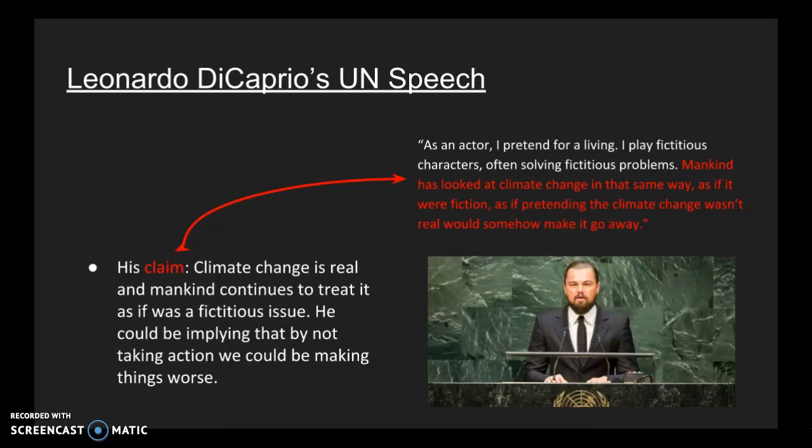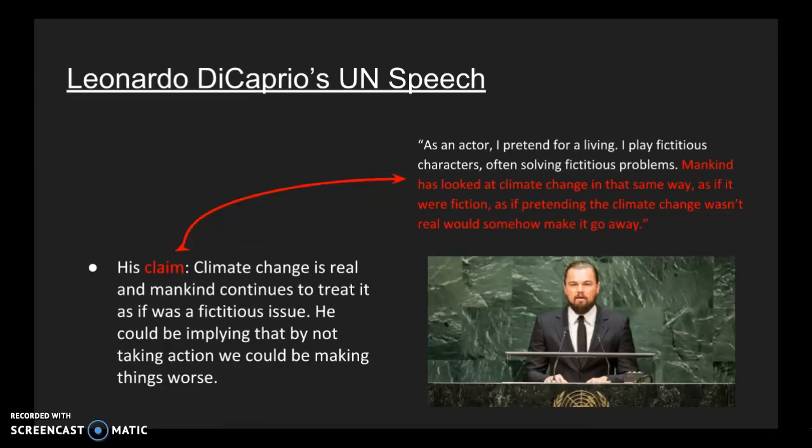His claim, which is in red, is that climate change is being treated as if it were a fake issue, as if it was not real. By that, he could be implying that by not taking action, we're making things worse. So his claim is that we continue to do this.